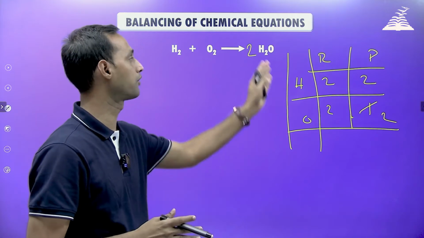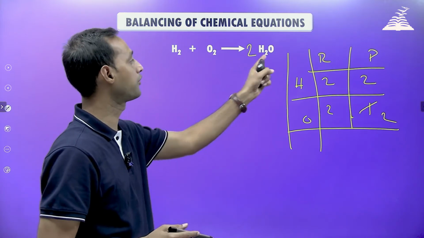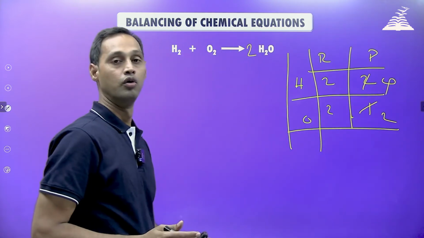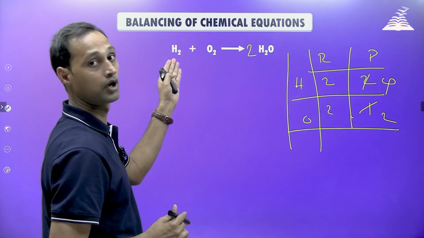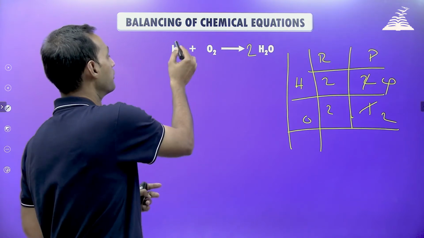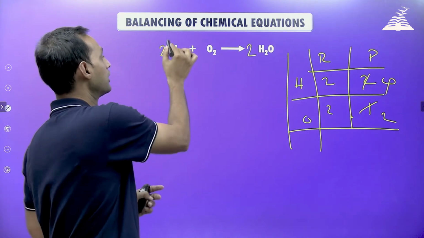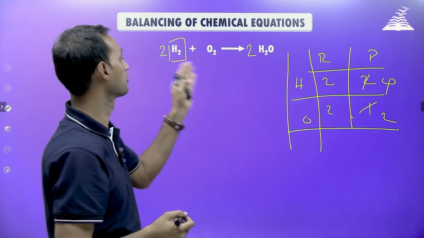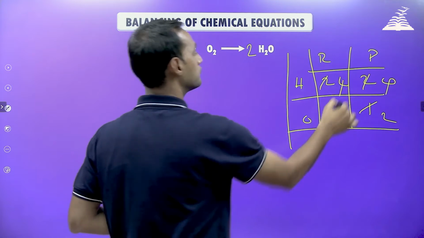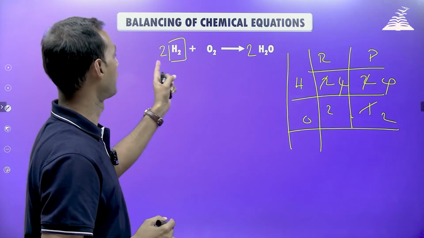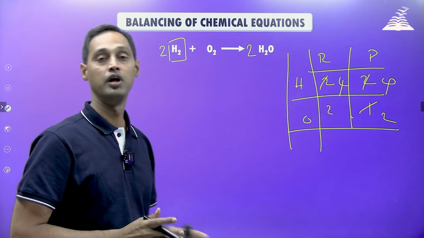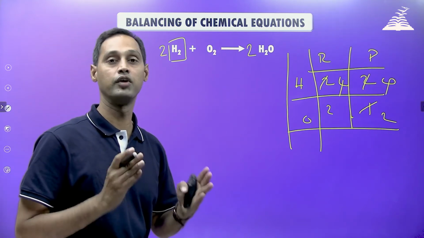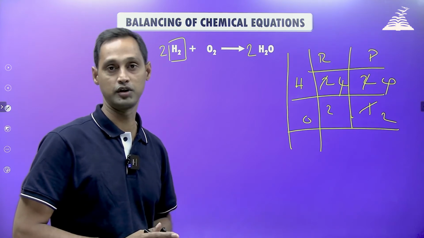But there is again a change in the number of hydrogen atoms. Please notice, the number of hydrogen atoms on the right hand side is now 4. It is not 2. Now our job is to make the number of hydrogen atoms on the left hand side 4. So I multiply hydrogen with 2, so that we now have 4 hydrogen atoms on the left hand side. Now check, the number of hydrogen atoms and the number of oxygen atoms are equal on both sides of the equation. This is how we balance any given chemical equation using the hit and trial method.